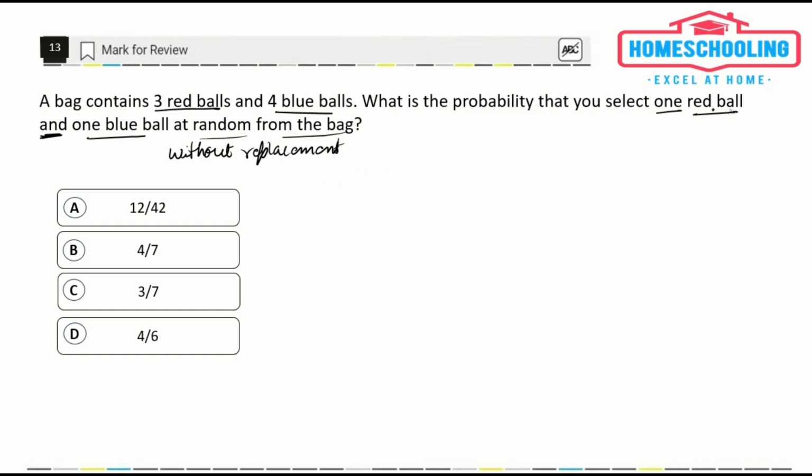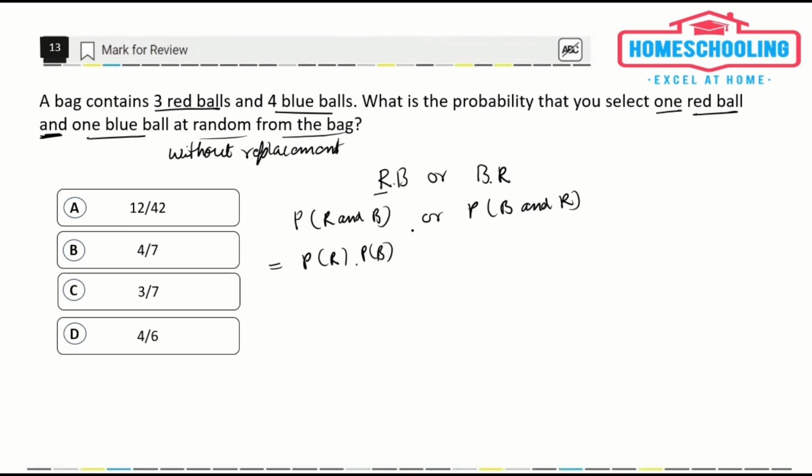The question says the probability that you select one red ball and one blue ball at random. So there are two ways by which we can select one red ball and one blue ball. Either we can first select a red ball, then a blue ball, or we can first select a blue ball, then a red ball. So we can say that P(R and B) or P(B and R). We don't know if we are going to choose red or blue first, so we will take all the possibilities. So P(R) into P(B), where 'and' will be replaced with multiplication and 'or' will be replaced with addition, plus P(B) into P(R). And we have to find it without replacement.